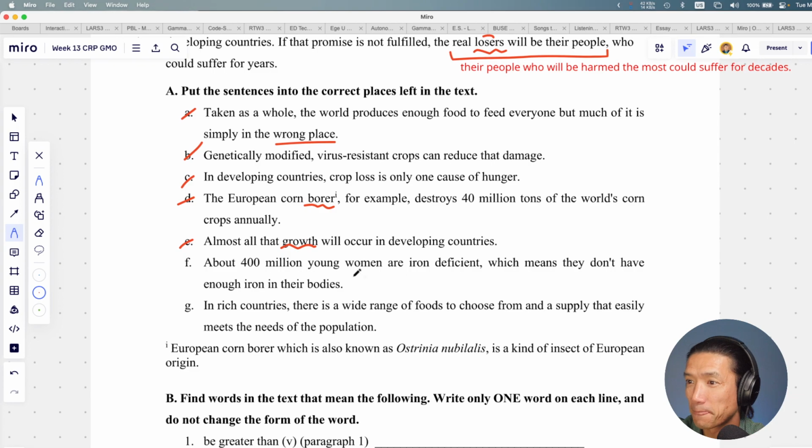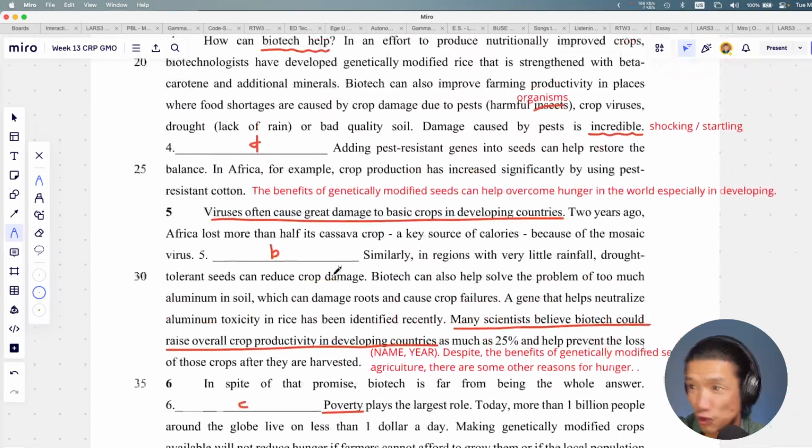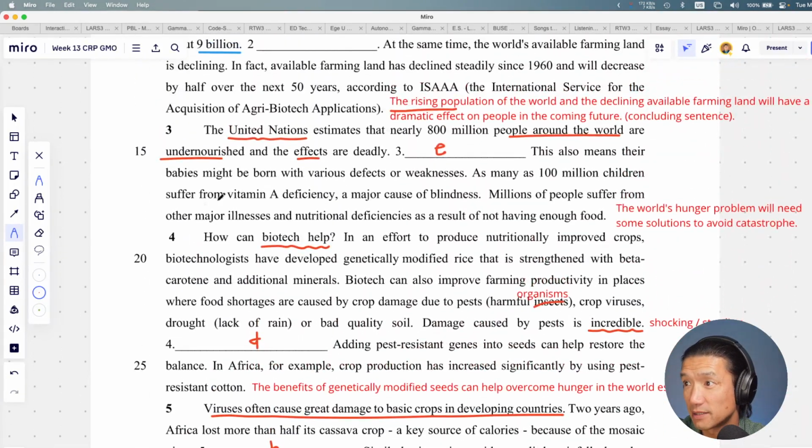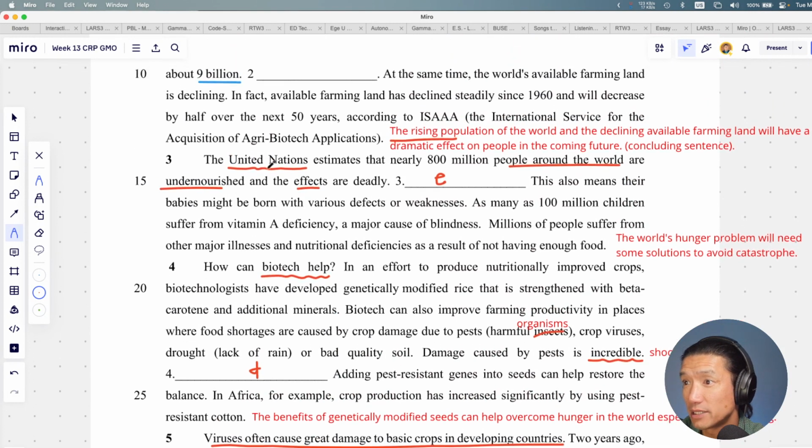All right. We're talking about nutrients, right? Remember we read about that? About different vitamins? Oh, here we go. The United Nations estimates.